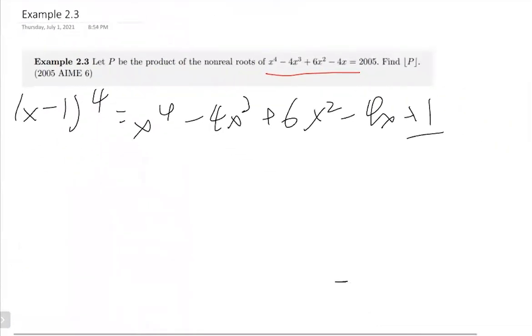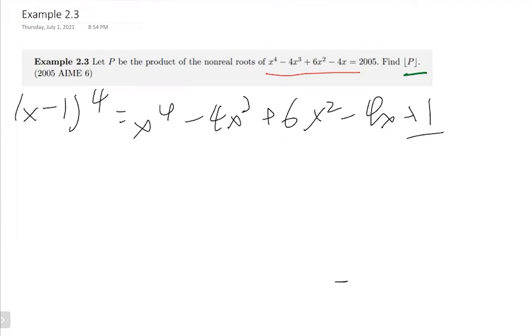So let p be the product of the non-real roots of x to the fourth minus 4x cubed plus 6x squared minus 4x equals 2005. And it asks for the floor of p. This symbol here just means the floor of p. So that means the greatest integer that is less than or equal to p.